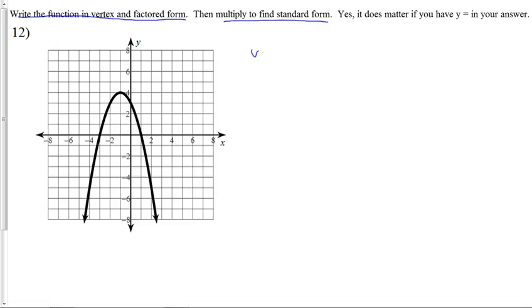So vertex form. Vertex form is y equals a, and then x minus h squared plus k. So we need to know what a is, we need to know what h is, we need to know what k is.